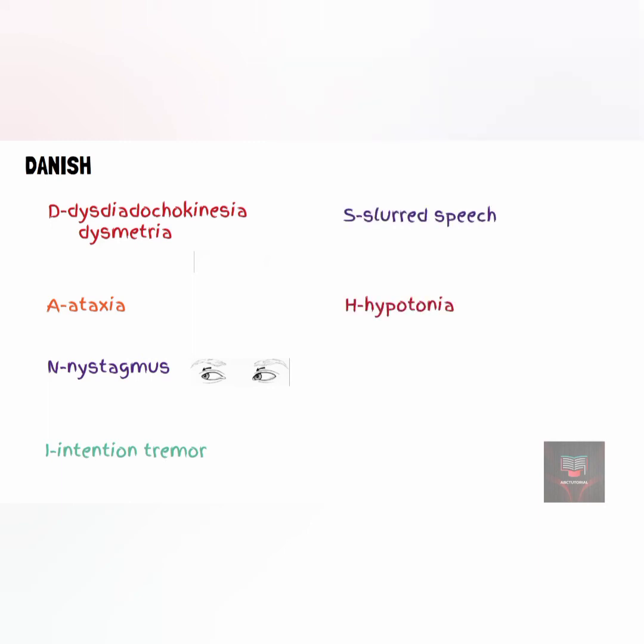The cerebellar signs once again is DANISH, which stands for dysdiadochokinesia and dysmetria, ataxia, nystagmus, intention tremor, slurred speech, and hypotonia.